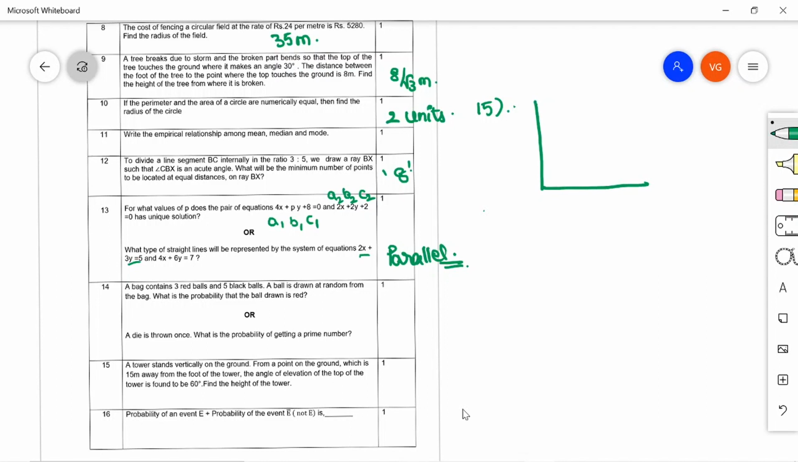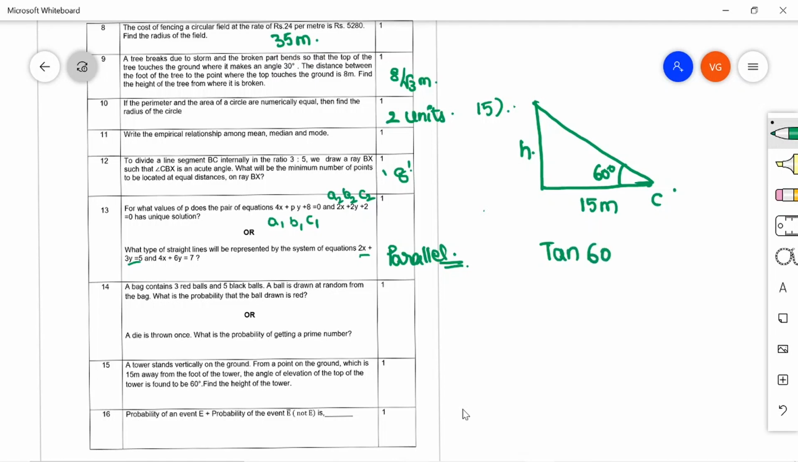So they're asking a tower is vertically on the ground, right? From the point on the ground, which is 15 meter away, somewhere 15 meter away, the angle of elevation on top of the tower, to the foot of the tower, it is 60 degree, right? So the angle of elevation of top of the tower is found to be 60 degree, right? So draw it. So this is 60 degree and this is h. So they're asking you to find out height of the tower again now.